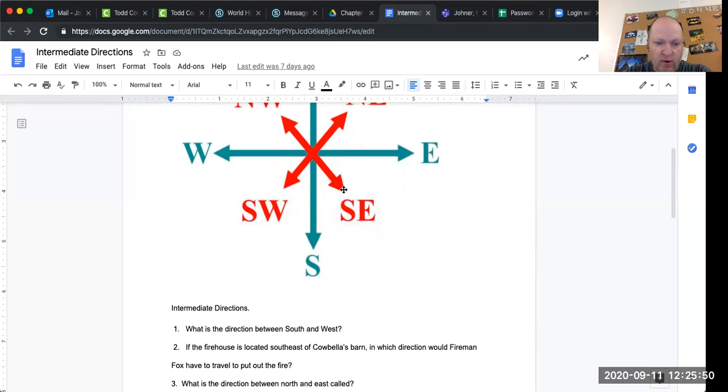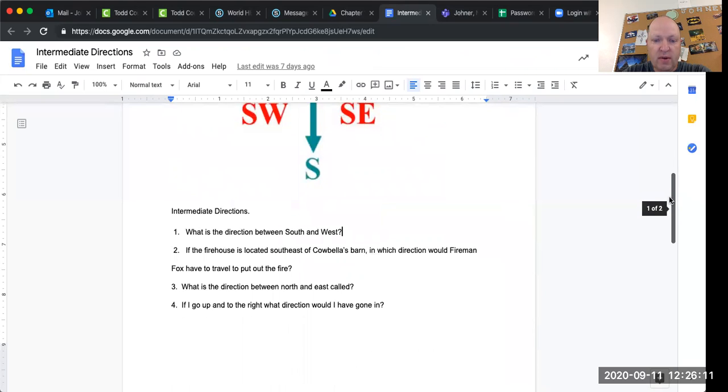let's try this a different way. If the firehouse is located southeast, that means here's a firehouse. So which direction would we have to travel to get to Calbella's? If we look, we'd have to go northwest because the firehouse would be located southeast of it. Okay, some of these you're gonna have to kind of pretend and use your imagination and figure it out.